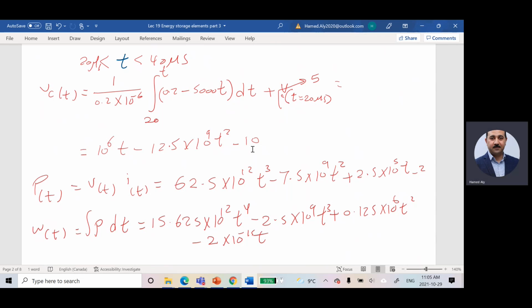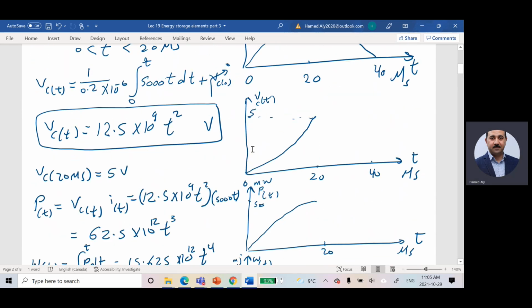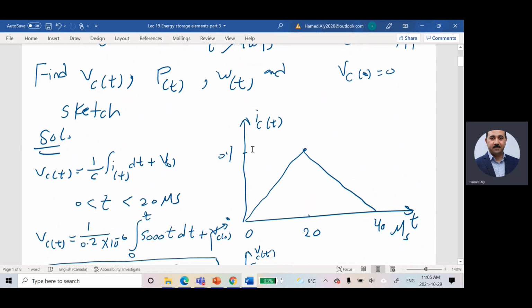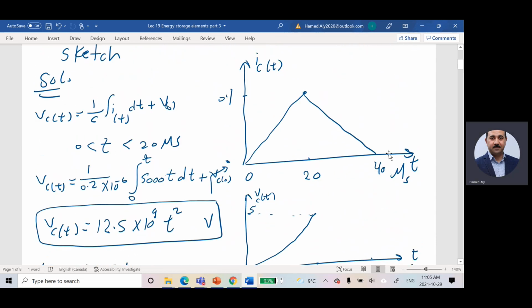What about the current? The current will actually be equal to 0. So what about the power? The power will be equal to 0. What about the energy?